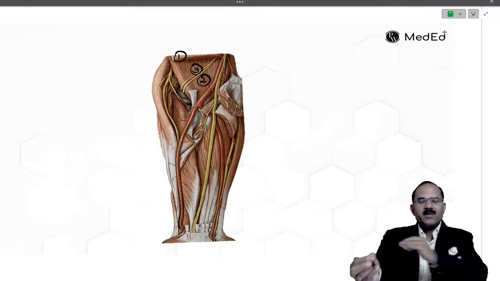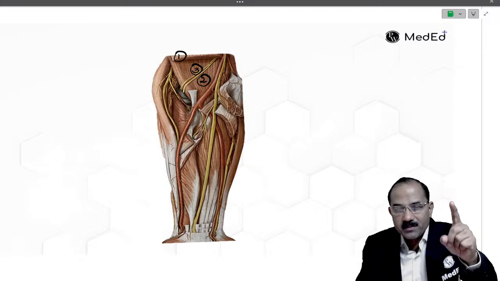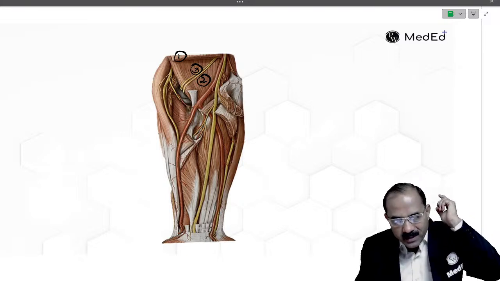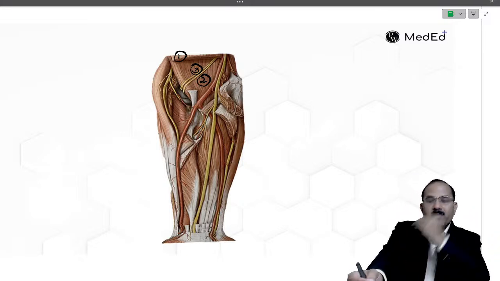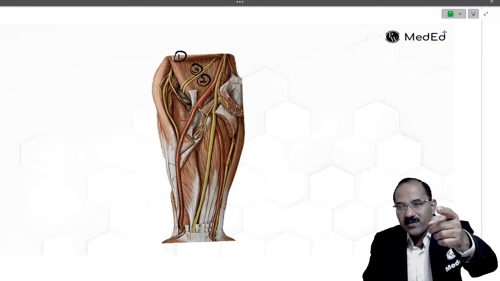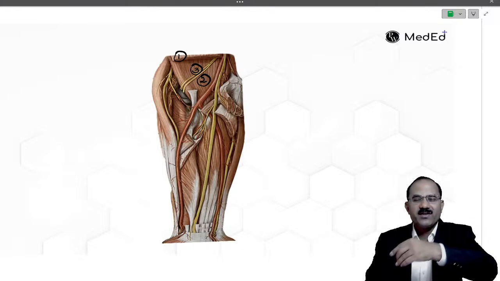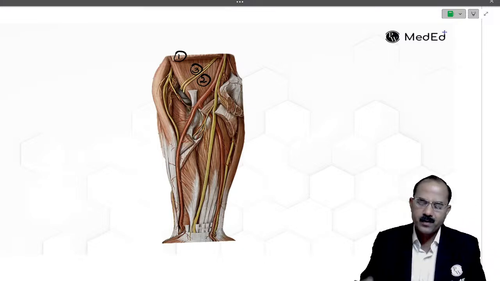So number one is the biceps brachii. We are in the arm. Number two is the brachialis. Number three is the musculocutaneous nerve. The examiner is going to lift the biceps, and what are we going to see? The musculocutaneous nerve. Just remember this.